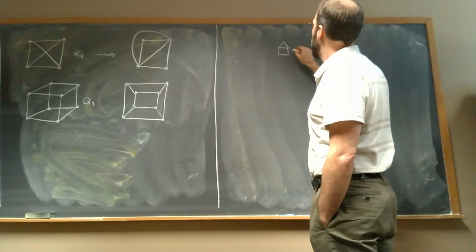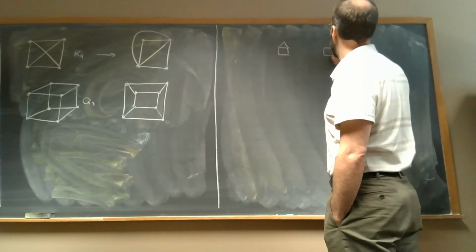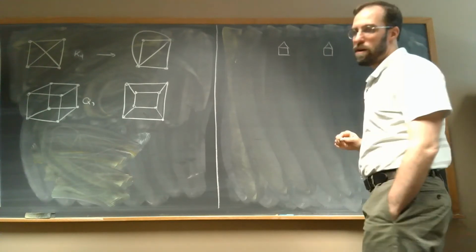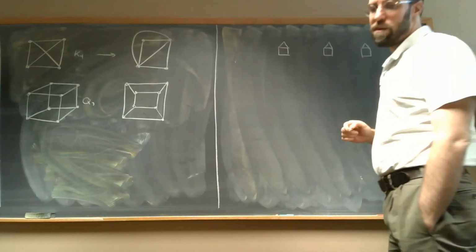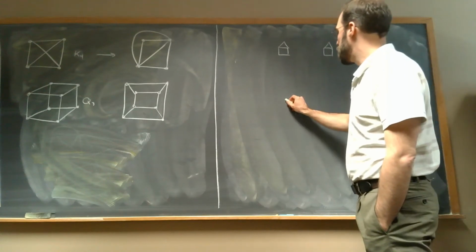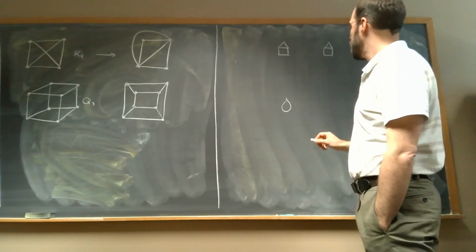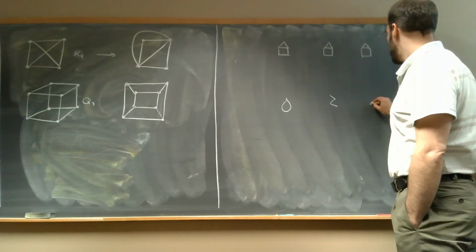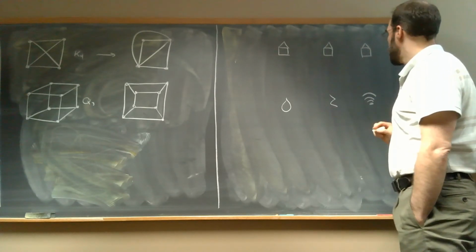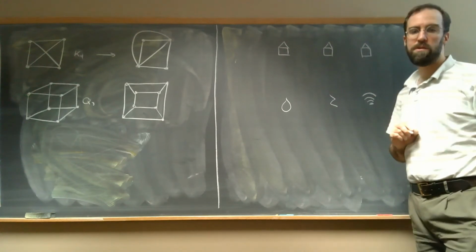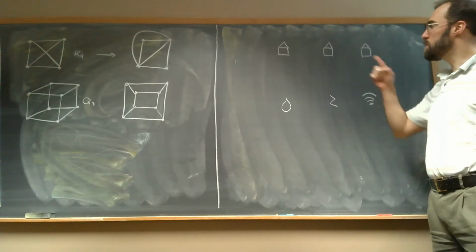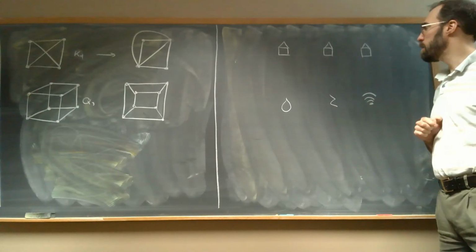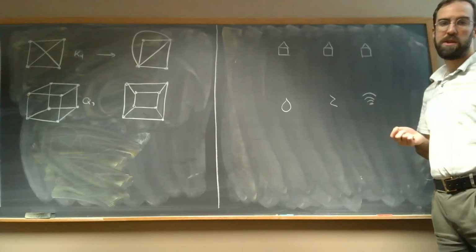where I have 3 houses and 3 utilities, usually. So we'll say there's a water, electricity, and internet. So we'll draw it like this. And what I want to do is connect, so each house has to be connected to each of the utilities, but I want to do it in such a way that the edges don't cross.